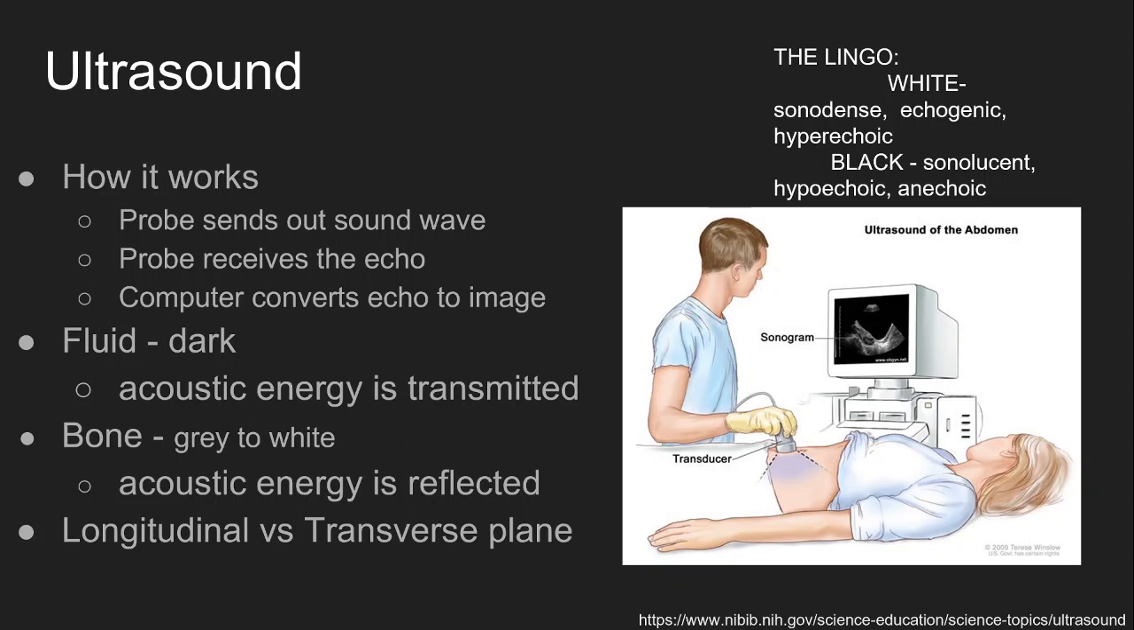If most of the acoustic energy is reflected, such as in bone, it will appear gray to white. This is defined as sonodense, echogenic, or hyperechoic. When looking at different organs on ultrasound, you should always look in both the longitudinal plane, also known as the long axis, as well as the transverse plane, which is perpendicular to the long axis.